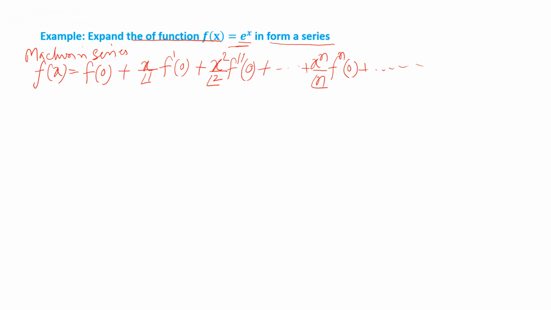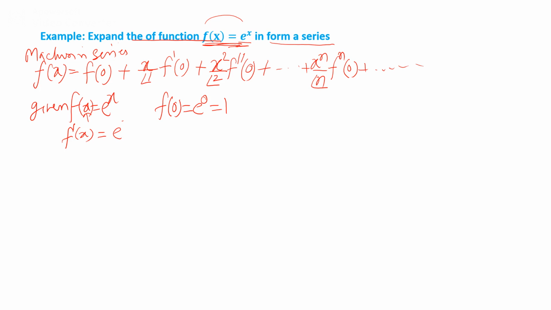Now what we have to do: first we have to find the derivatives of that function and find f'(0). Here the given function is f(x) equal to e raised to power x. Now first we write f(0). What we get if we replace x with 0? We get e raised to power 0, and e raised to power 0 is 1. Now take the first differentiation, f'(x) with respect to x.